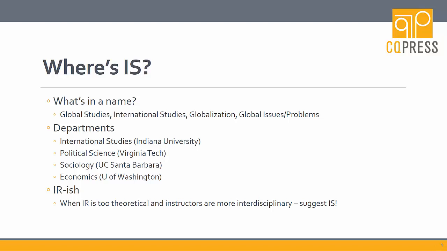The takeaway is, when you're calling on an instructor in poli-sci, ask, do you have a course offered here in international studies? If it's not in the political science department, do you know where it is? Even if it isn't housed in political science, your poli-sci professors should be able to point you in the right direction.